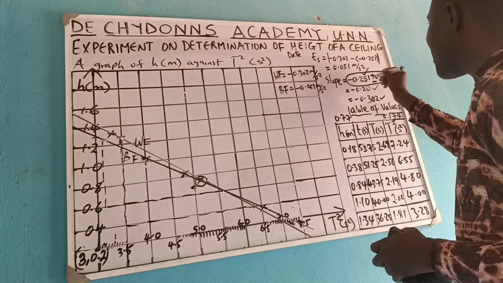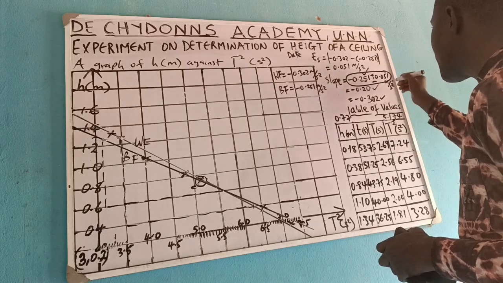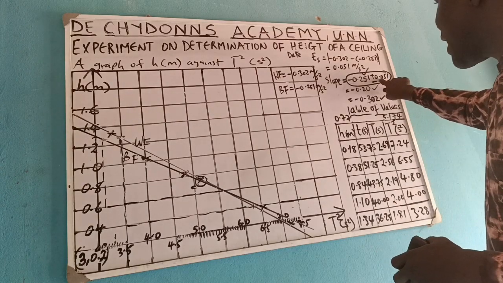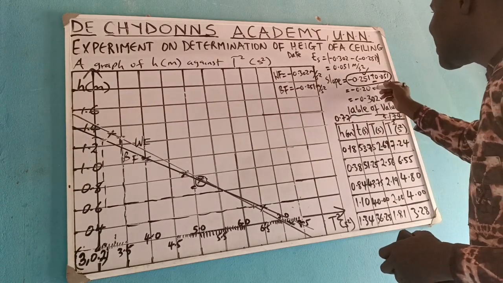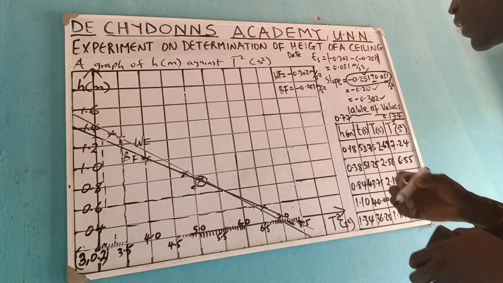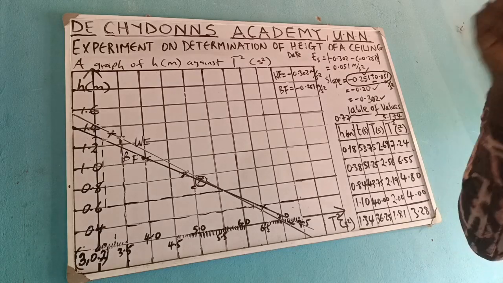Minus 0.251 plus or minus 0.051 meter per second square. Now, this is our error and this is our slope, and these are the other possible values because of plus and minus. Okay, then we go to the next question.